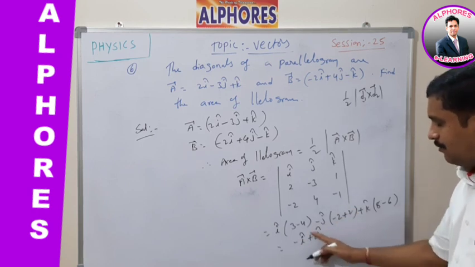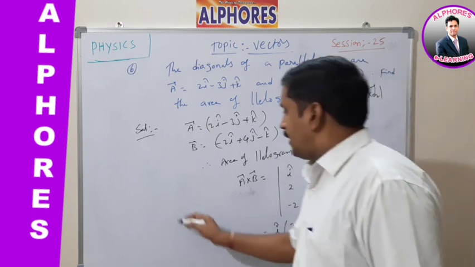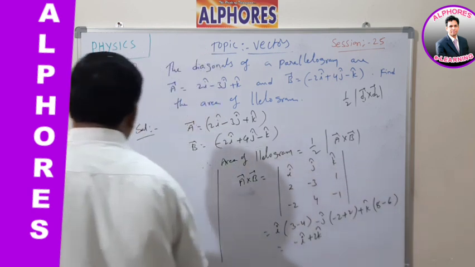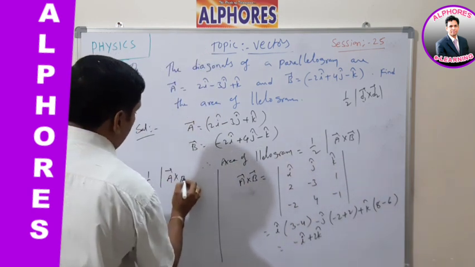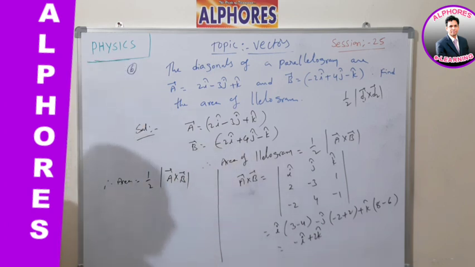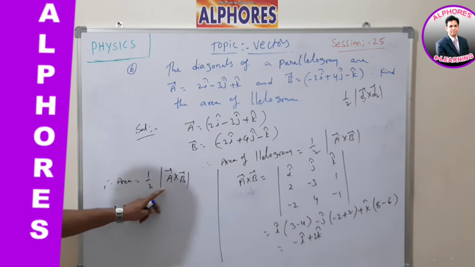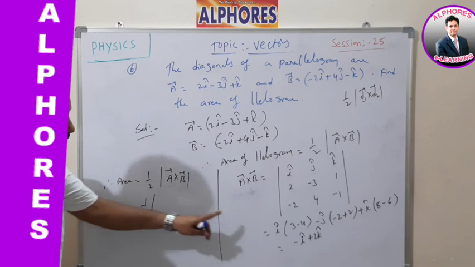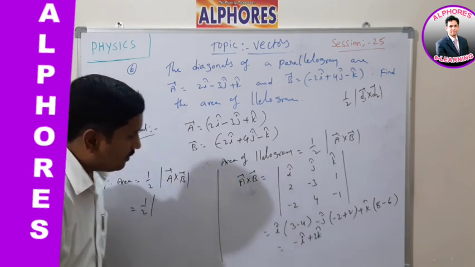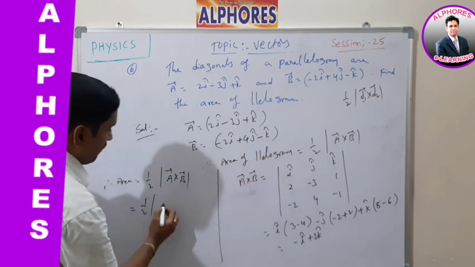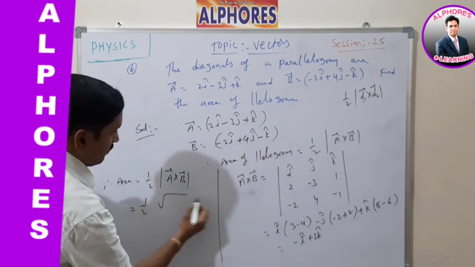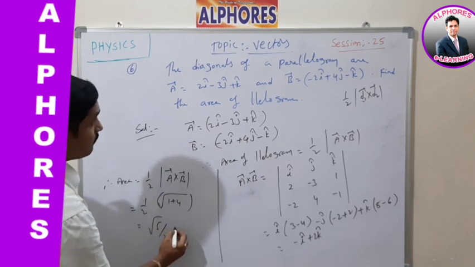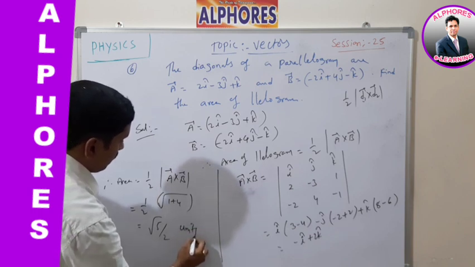That means this is the value. Therefore, the area of the parallelogram is equal to half of the magnitude of a bar cross b bar. The magnitude is root of 1 squared plus 2 squared, which is root of 1 plus 4, so the answer is root 5 by 2 units. This is the method.